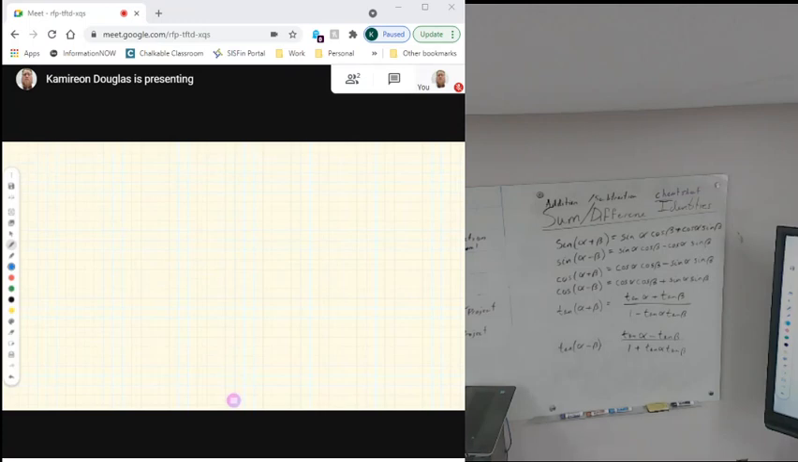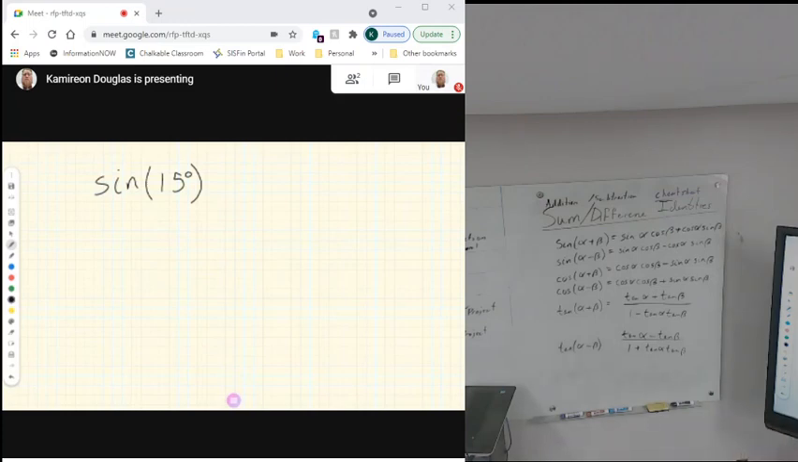So, let's pose a problem. No calculators allowed. That cannot be solved without a calculator. Here we go. Sine of 15 degrees. Now, 15 degrees is not on the unit circle.